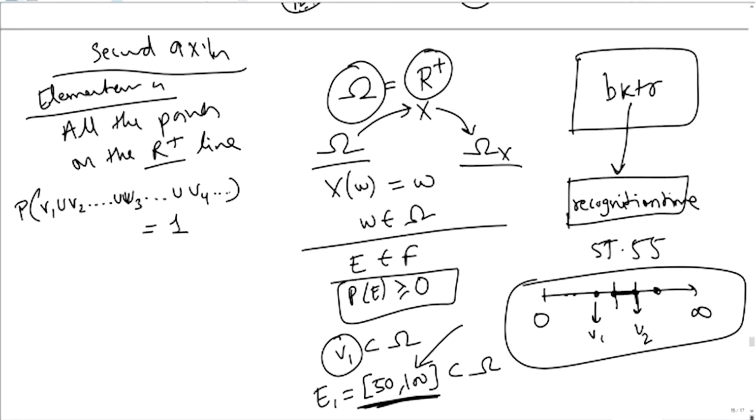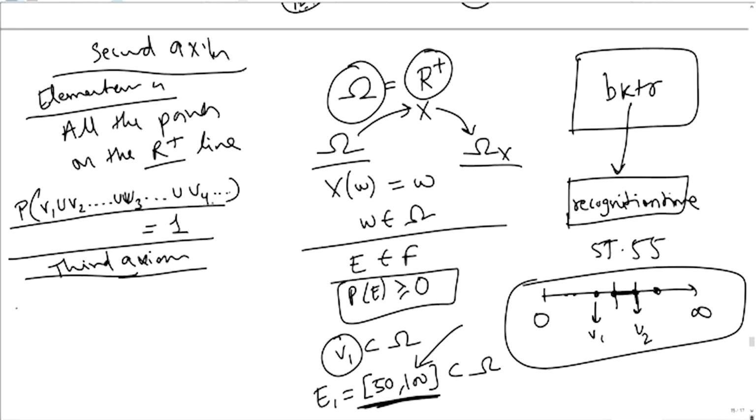Now let us also apply the third axiom. The third axiom says that for mutually exclusive events, the probability of their union is the summation of individual probabilities. Now all these points on this real number line also constitute mutually exclusive events, because these points do not have anything in common. These are individual points, these are elementary events. So when you apply this, the probability of V1 union V2 union V3 would be equal to the probability of V1 plus the probability of V2 plus the probability of V3, and so on.